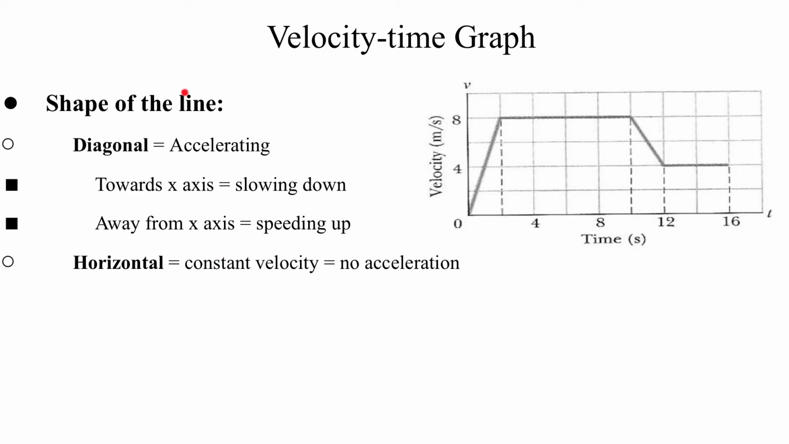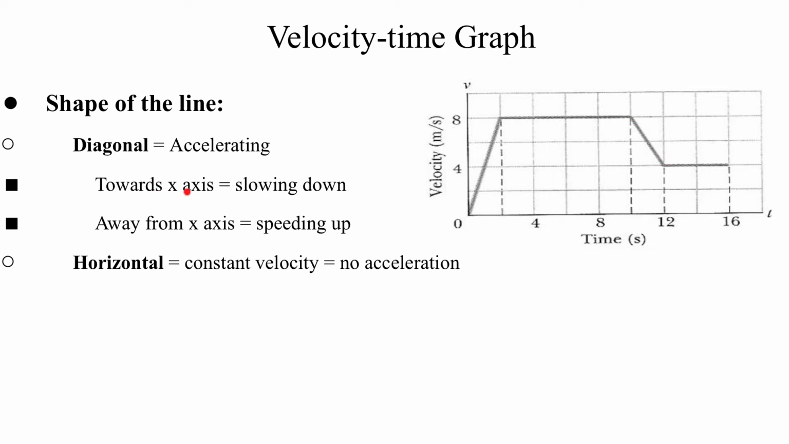So for the shape of the lines for velocity time graphs, we're only going to see diagonal lines and horizontal lines. We're not going to see any curved lines for velocity time graphs like we did for position. For the diagonal lines, if we see one of those, it means our object is accelerating. So for instance, for this graph here, our object would be accelerating from 0 to 2 seconds as well as from 10 to 12 seconds because that's where we have diagonal lines.